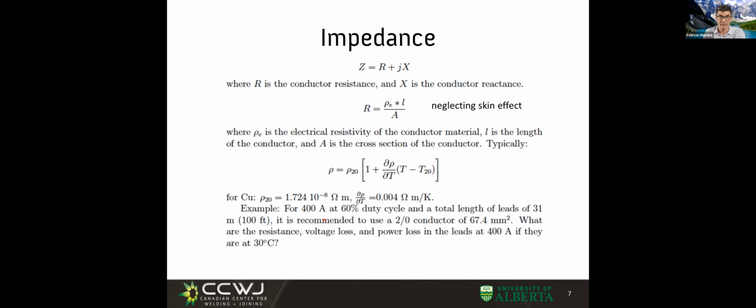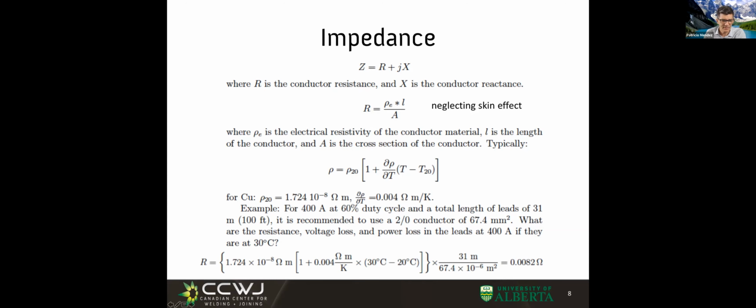So if you look at the manuals that are uploaded in E-class, and this is really good information, it says, okay, if you have 400 amps, 60% duty cycle, you should use this 2/0 conductor. That's just an industry way of naming the cables. But they give you the cross-sectional area, 67.4 square millimeters. So what is the resistance? What is the voltage loss? What is the power loss in the leads? Let's assume they are at 30 degrees C. For those of you who took the heat transfer class, you know exactly how to calculate the temperature of the cable. But let's not worry about that now.